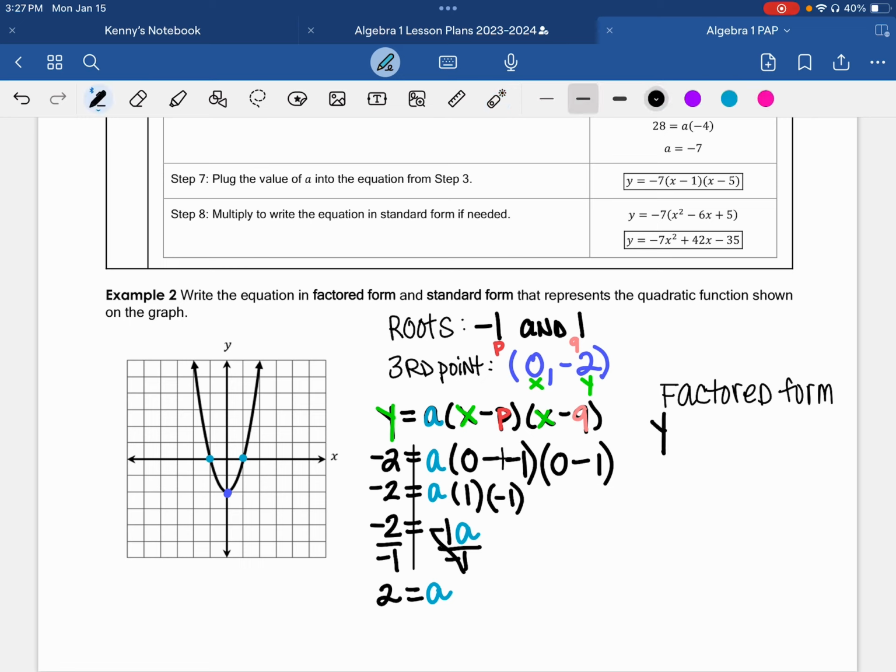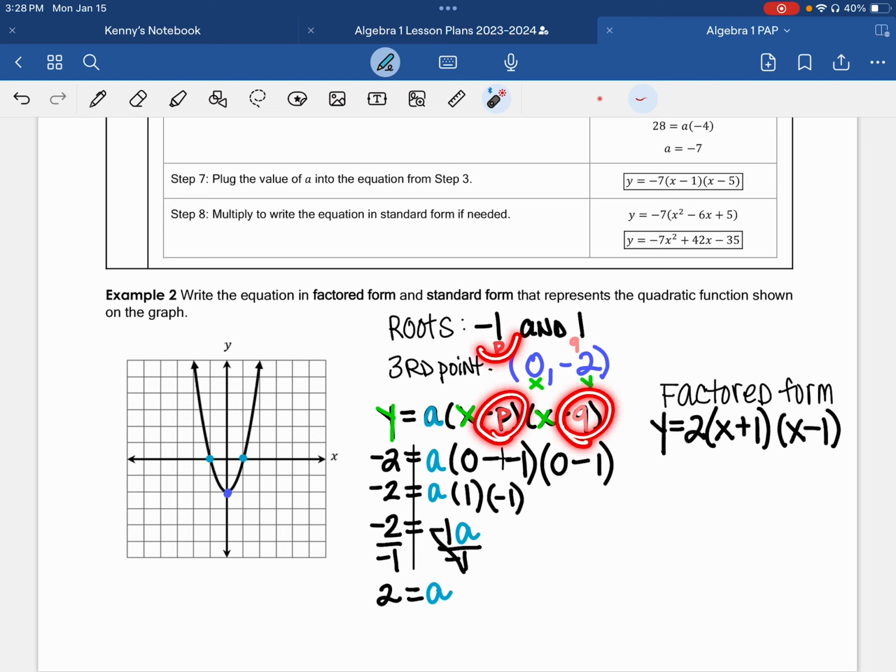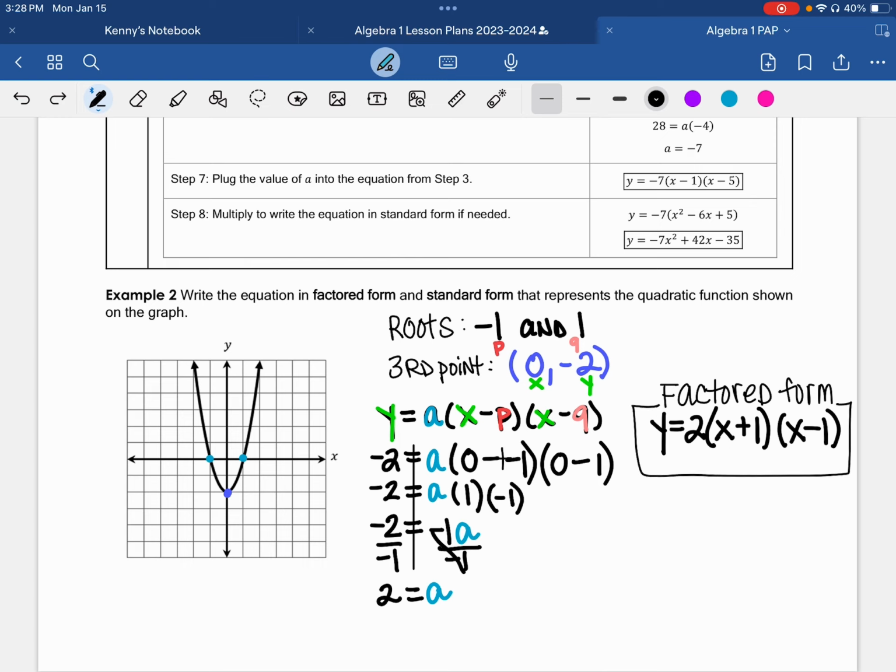So I'm going to start with y equals. I'm going to put my number for the variable a. I'm going to keep x and put minus 1, x minus 1. I just went ahead and did my p and my q, and because my p was a minus, it did that double minus just like it did here. This is my factored form.